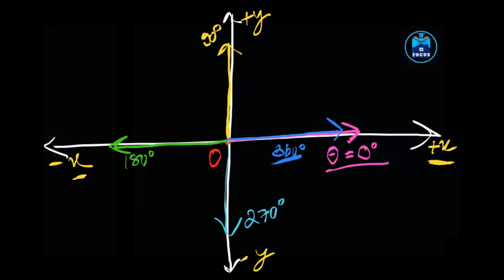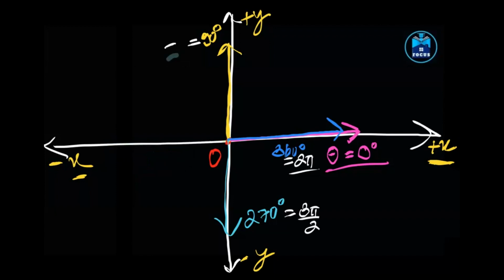Now, I guess you already know that 180 degrees can be written as pi, which means this can be written as pi by 2. This can be written as 3 pi by 2. This can be written as 2 pi. Is it also clear? Yes. Very good.